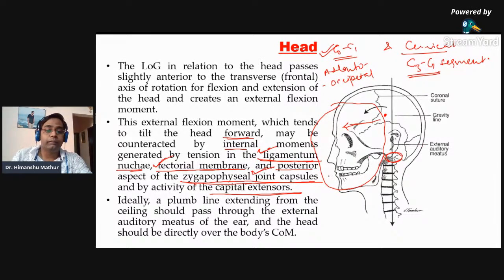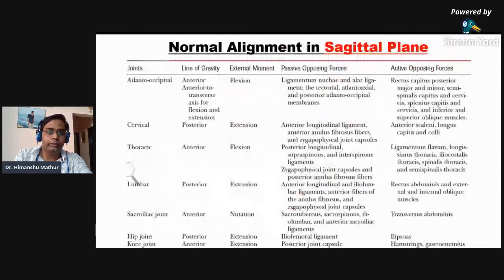Now, ideally, a plumb line extending from the ceiling should pass through the external auditory meatus, which is this. It is passing through the external auditory meatus of the ear, and the head should be directly over the body's center of mass, or the center of gravity. Right. Coming on to the other things.